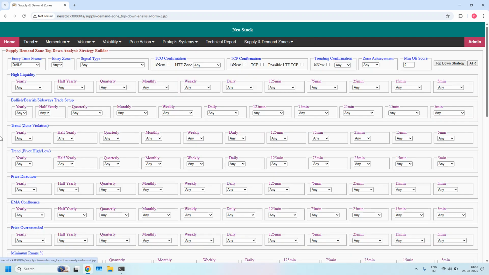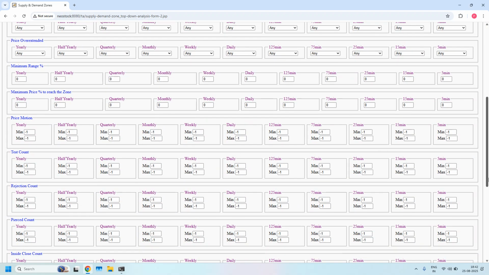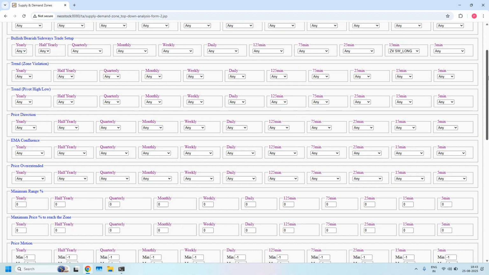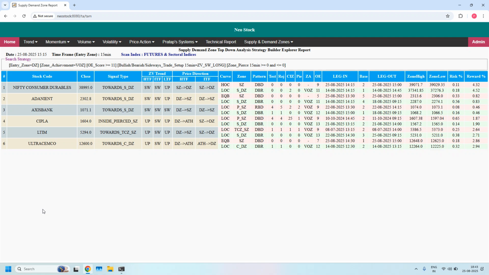Next, daily income trade. Entry time frame zone is 15 minutes. Entry zone is demand zone. Bullish or bearish or sideways at 15 minutes. Selecting sideways long. Zone achievement violated opposing zone. Minimum odd enhancer score 11. And 15 minutes demand zone should not be pierced. So in the pierced count at 15 minutes time frame, I am setting minimum value 0, maximum value 0. With these filters, we got 6 stocks supporting sideways long trade setup for daily income trade, and entry time frame zones are 15 minutes demand zones.